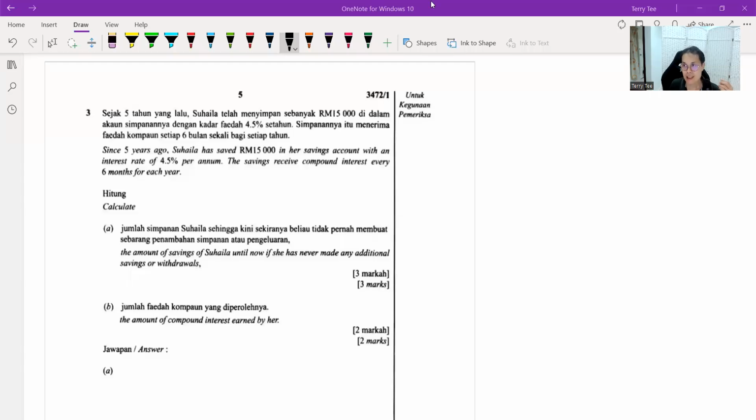Okay. The next question is from the chapter progression. In fact, it's a geometric progression. So now I hope you have some background on this because this is from the Form 3 chapter, Consumer Mathematics, right? The compound interest.